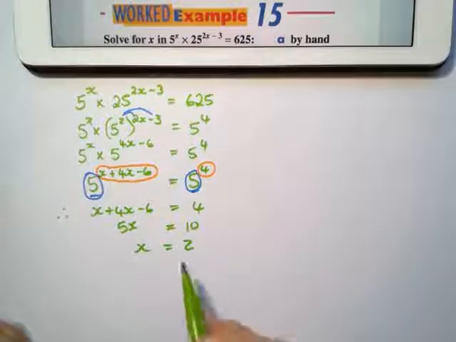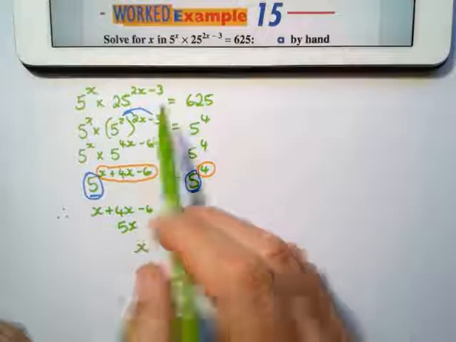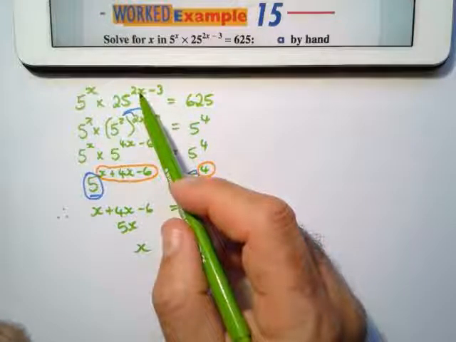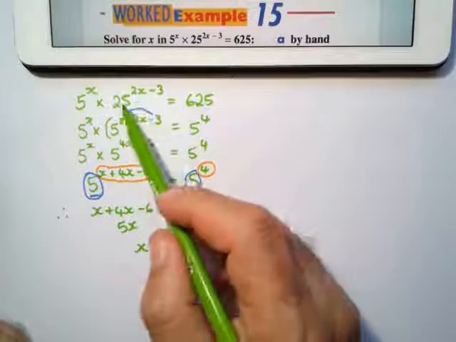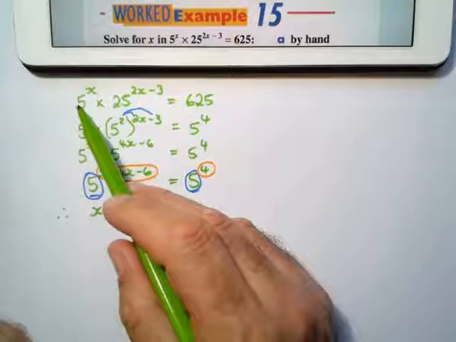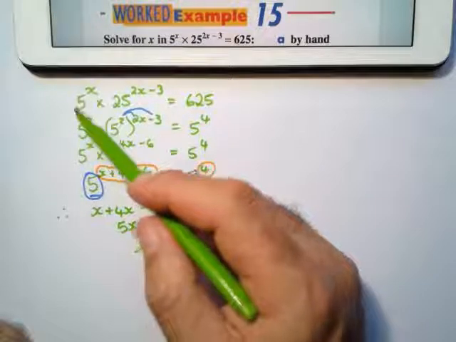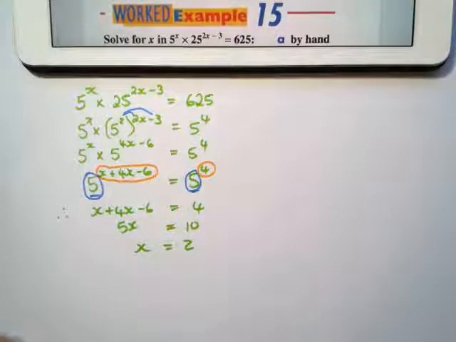You can always just check your answer if you put 2 in there. That one probably the easiest. 2 times 2 is 4. 4 minus 3 is 1. 25 to the power 1 is the same as 5 squared. That is 5 squared. 5 squared and 5 squared is 5 to the power 4. And I know I've got the right answer.